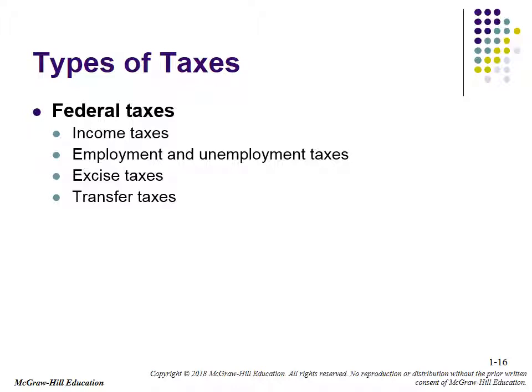Self-employed people and employers have to pay. Self-employed people pay Social Security and Medicare as well. And you'll see in your book, it's referred to as self-employment tax. And we'll be talking about that this semester. So they not only pay an income tax on the earnings from their business, but they also pay Social Security and Medicare.